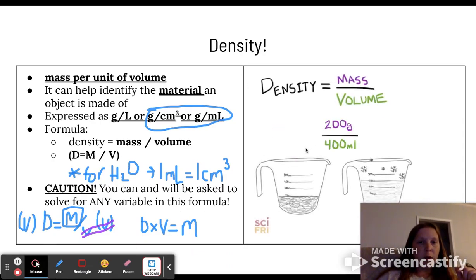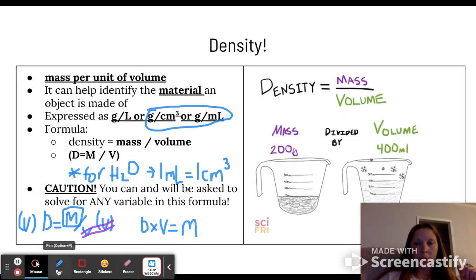So this is a good little guide to show you how to set up these problems. If the mass is 200 grams and the volume is 400, you divide those and you would get your density from there.